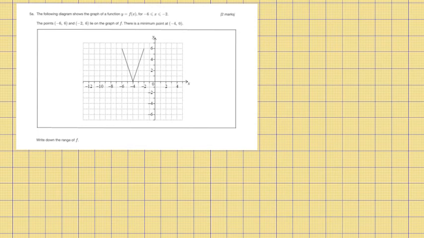5a. The following diagram shows the graph of a function y equals f of x for x between minus 6 and minus 2. The points (minus 6, 6) and (minus 2, 6) lie on the graph of f of x. There is a minimum point at (minus 4, 0). Find the range of f. Well, the range is just what is the output. Well, the output goes from 0 to 6. So we can write the range, which is y lies between 0 less than or equal to y less than or equal to 6.